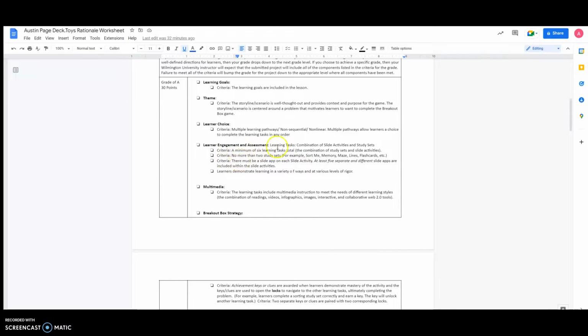For learner engagement assessment, there is a combination of slide activities and study sets. There are a minimum of 6 learning tasks total between study sets and slide activities. I have no more than 2 study sets, and the rest are slide apps, and there are 5 separate and different slide apps included within the slide activities. I have a writing one, a drawing one, one where you rate your confidence, one where you move the pin, and multiple choice questions. So those are the five different types. I've met all those criteria.